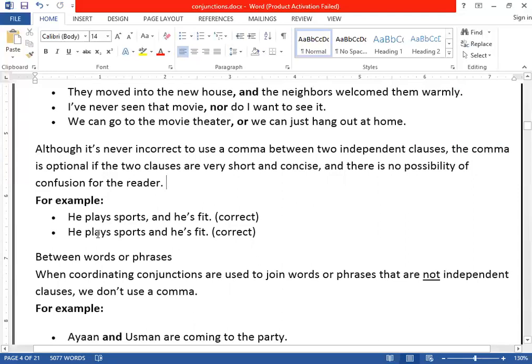For example, he plays sports and he is fit. Can you see? This is one clause, but it's a very short clause. And the second one, he is fit, is also a very short clause. We could use a comma, but if you don't use a comma, again, it's correct. But when don't we use it? When the clauses are very short and concise.